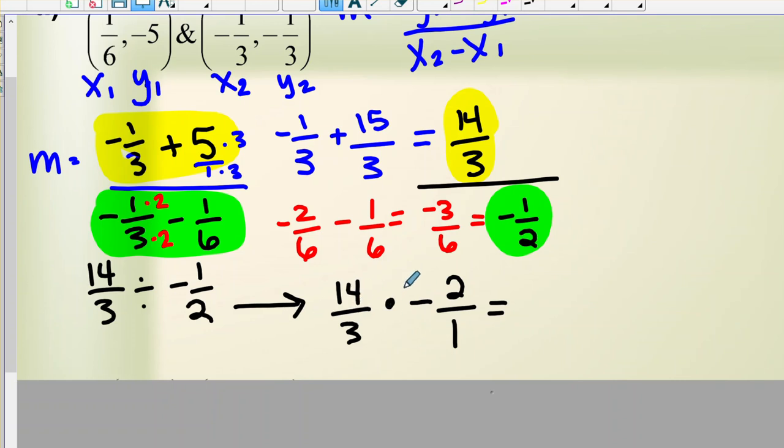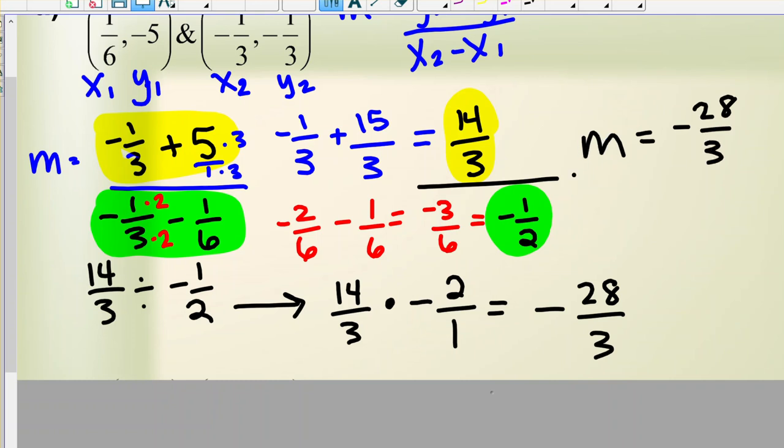Well, I know a positive times a negative is a negative. I would look to see if I could cross cancel anywhere, which in this case I cannot. So when I multiply with fractions, I just multiply across the top and then across the bottom. So 14 times 2 is 28, and 3 times 1 is 3. So my slope is negative 28 thirds.